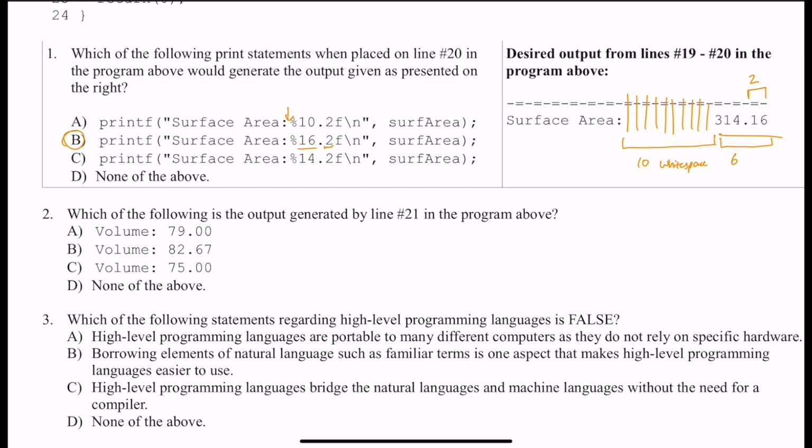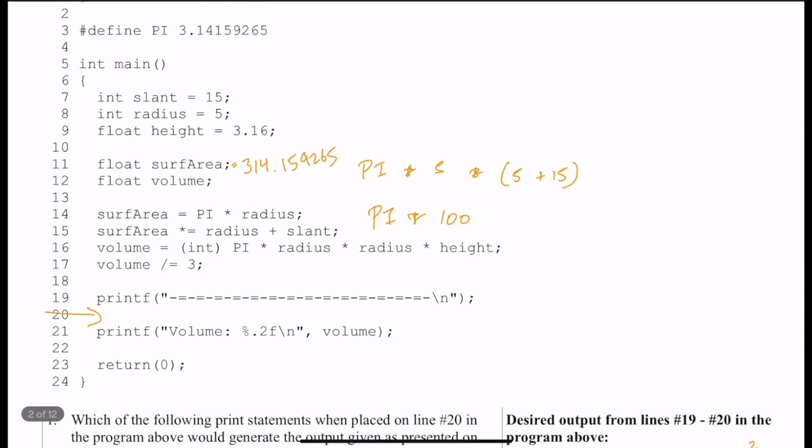Going on to question 2. Which of the following is the output generated by line 21? So once again, we want to be mindful that we're mixing ints and floats together. So now we're looking for volume. So we really only care about lines 16 and 17 because we're not using surface area in this calculation.